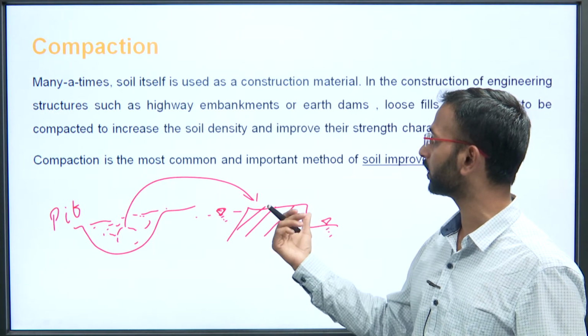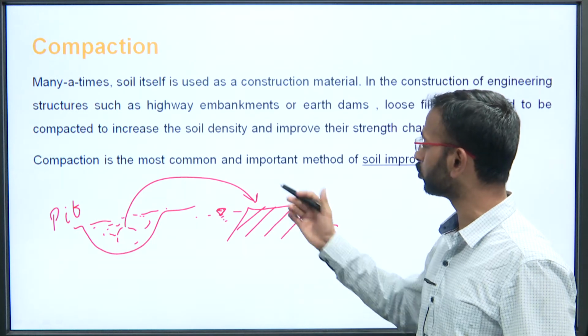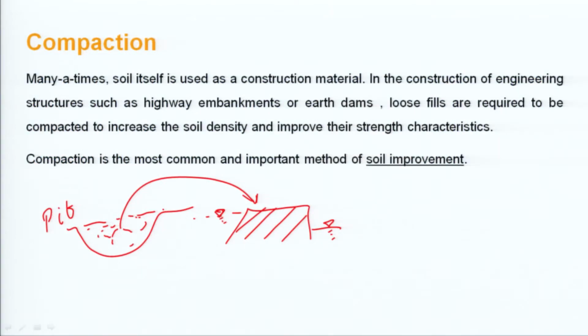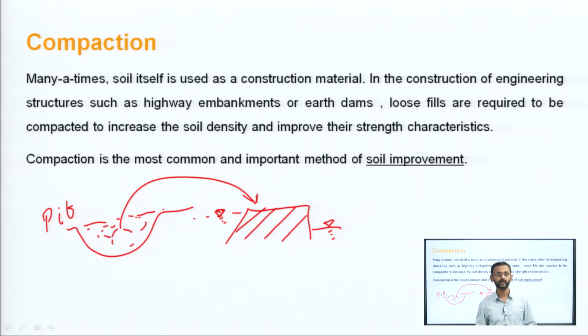So, what is this force, and what are the different methods to consolidate into a solid mass, that we will be seeing here. So, the basic thing is why these loose fills are required to be compacted. It is to increase the soil density and to improve their strength characteristics. See here, the soil in this borrow pit was in a very loose state, it was not a compacted one, it was having very little strength. But when we compacted it into this embankment, it is very strong, its characteristics in terms of shear strength or bearing capacity will be much improved. So, compaction can also be said to be an important method of soil improvement.